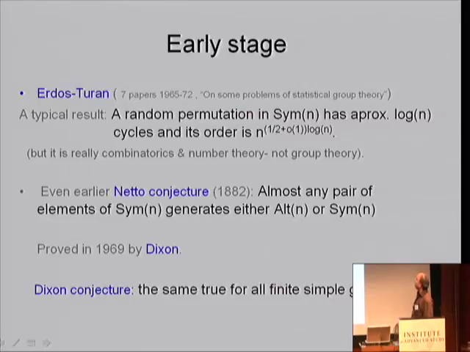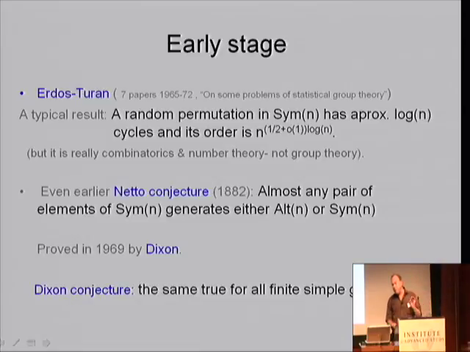statistical group theory. Here is a typical result from this paper, which is mainly about the permutation group. The typical result is the following: a random permutation in the symmetric group on n letters has approximately log n cycles, and its order is n to the 1/2 plus little o of 1 times log n. These types of results were proved in this paper.